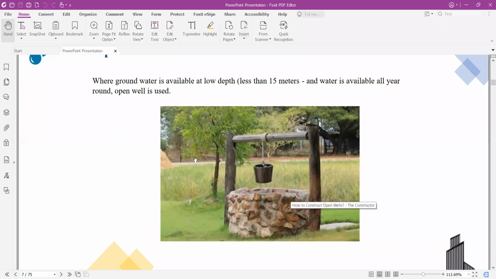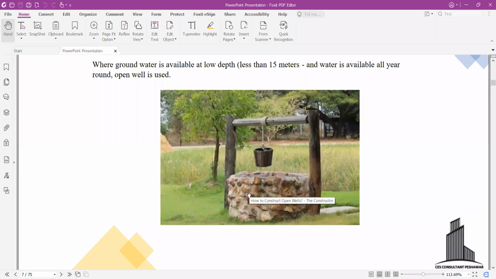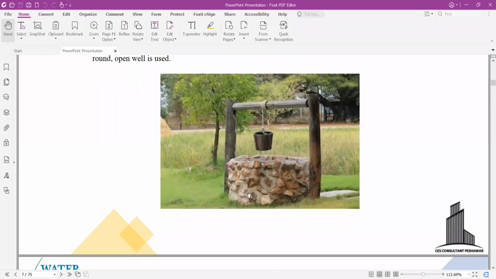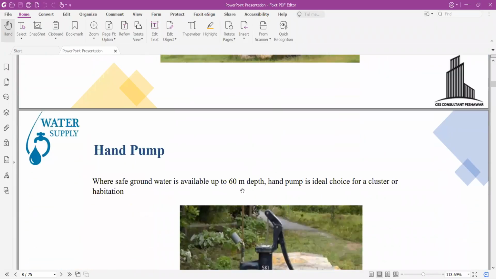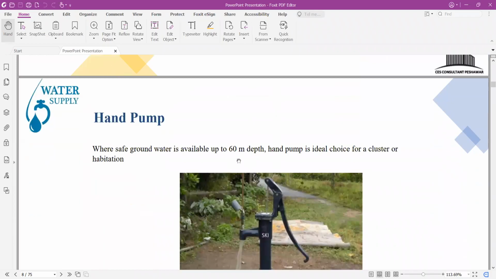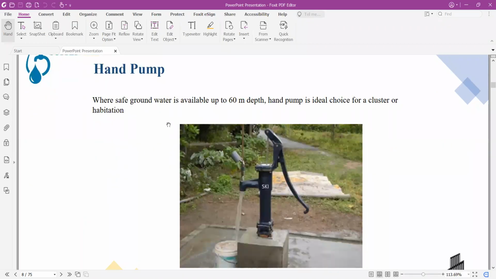where there is electricity shortage and other scenarios, we can provide tube wells or other systems like that. Mostly open wells are provided in areas like these. Hand pumps are used where the water is available up to 60-meter depth, and a hand pump is provided for fulfilling the purpose of water.